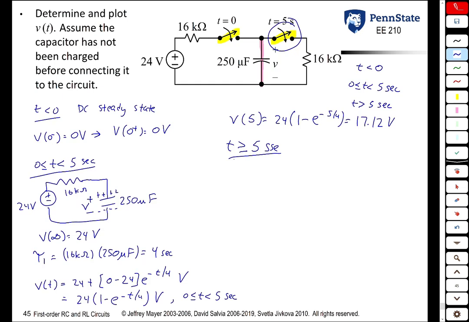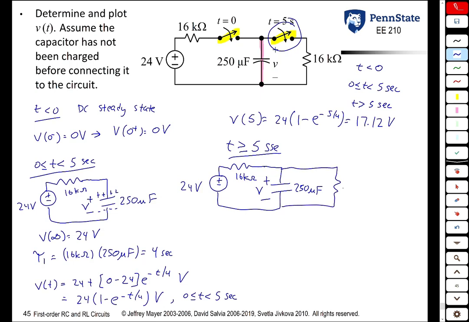we now have a circuit that looks like this. This voltage source is still present. This resistor is still there. The capacitor is still there. But now we have an additional resistor.